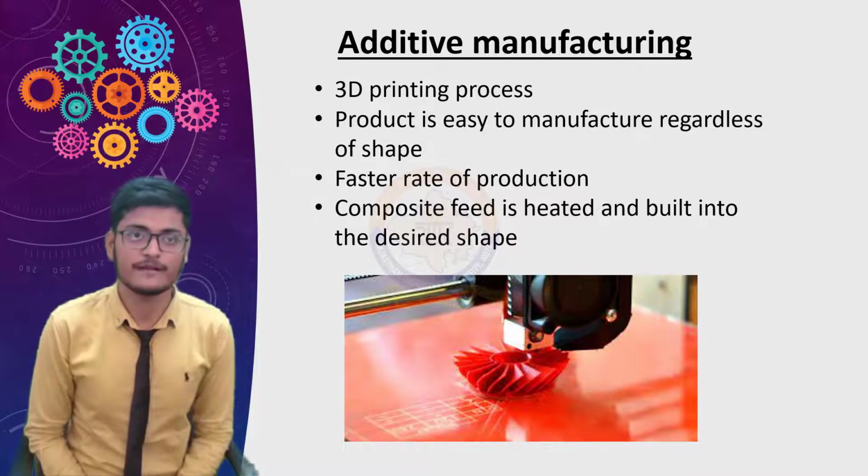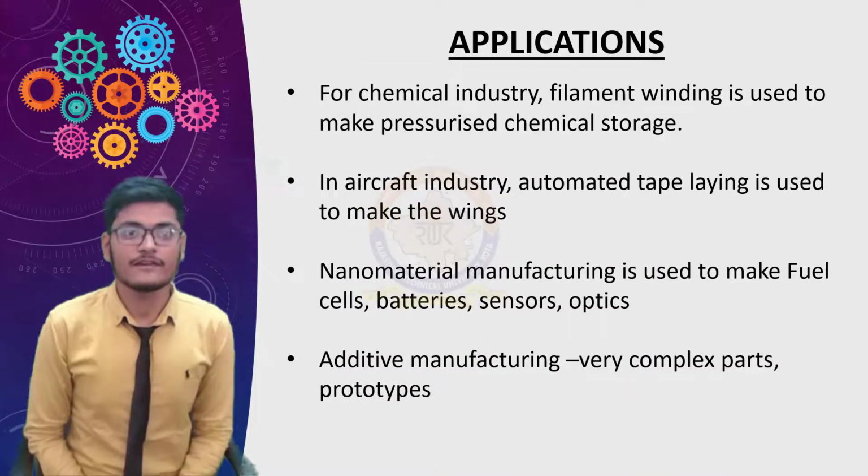In this process, a spool of filament made of a composite material is heated to a particular temperature to make it flow and then is built into the desired shape. The process manufactures parts step by step and layer by layer from bottom upwards till the completion of the product. Now coming to the application of the composite manufacturing techniques.